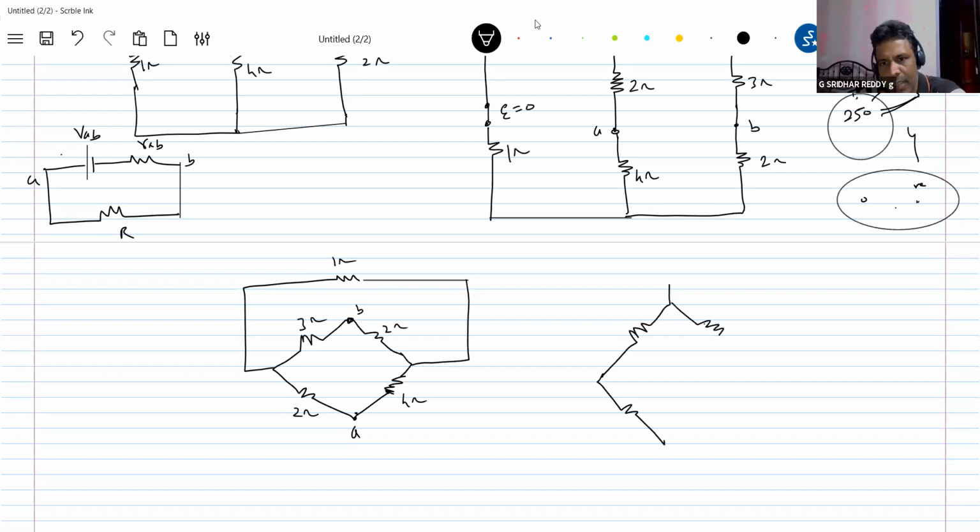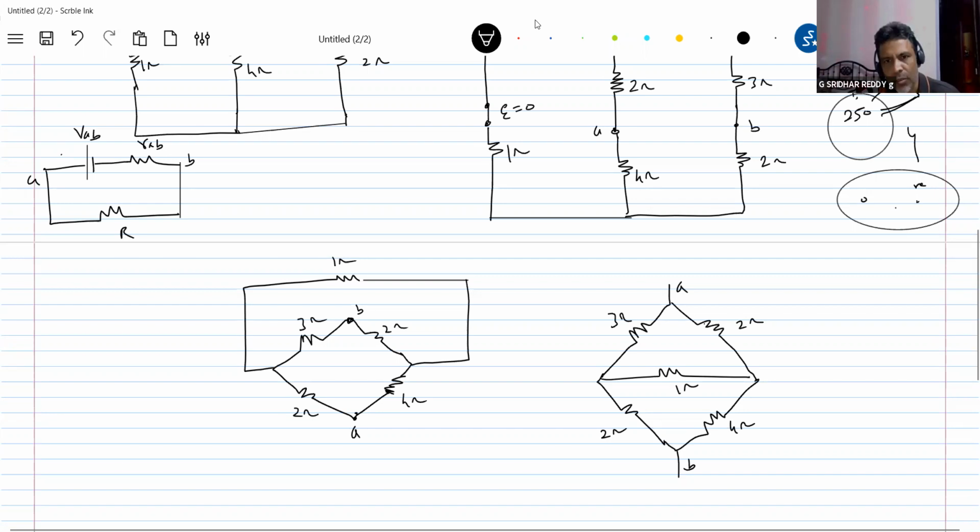Such a question can be asked, so the probability of asking any of these types of question is high. 4 ohm, 2 ohm, this is 2 ohm, this 3 ohm, this is A and this is B. And the resistance 1 ohm is here. This is what happens. We have to calculate the effective resistance across AB. So let's assume that some cell we are connecting, then we have to calculate it.